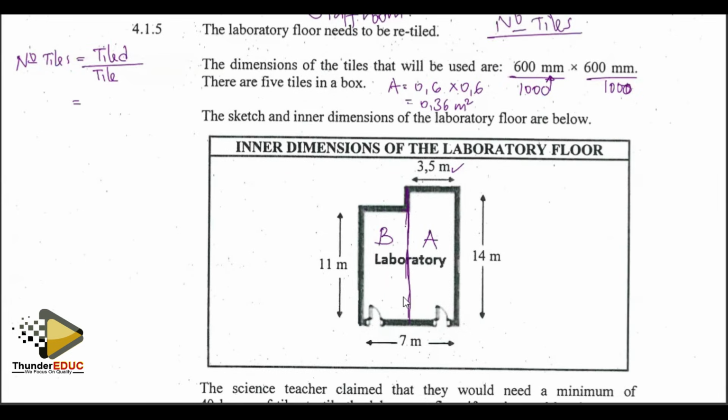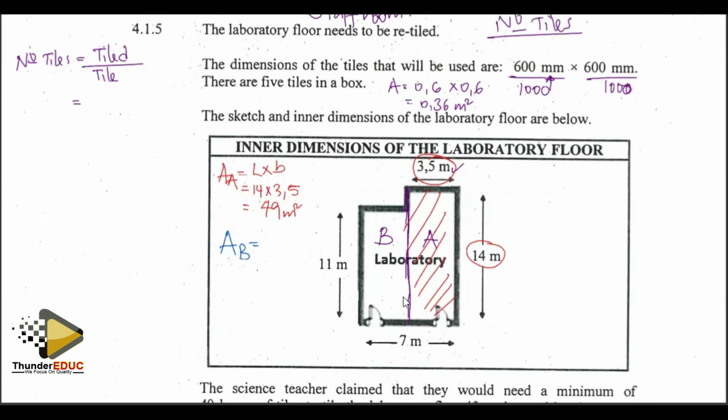All right. Let's look for this area here. Now, area of A will equal L times B, which is the same as 14 times 3,5. So this is the area of A. The answer becomes 49 meters squared. Now you go ahead, look for the area of B.